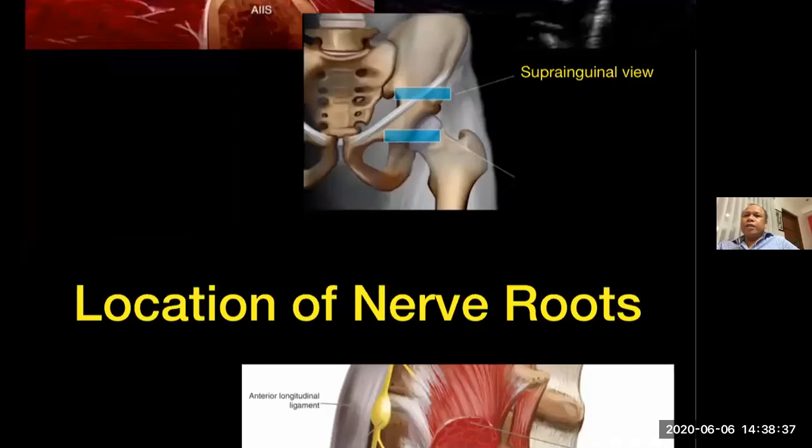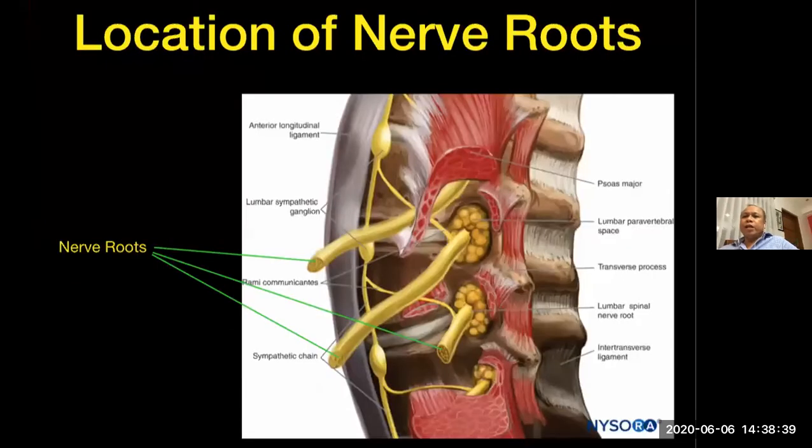Now, another thing is, of course, we have discussed this earlier, the location of the nerve roots. And this is very important because as mentioned earlier, these nerve roots are exiting at the intervertebral foramen represented by the two levels, and the nerve root that comes out of it is represented by the level above it.